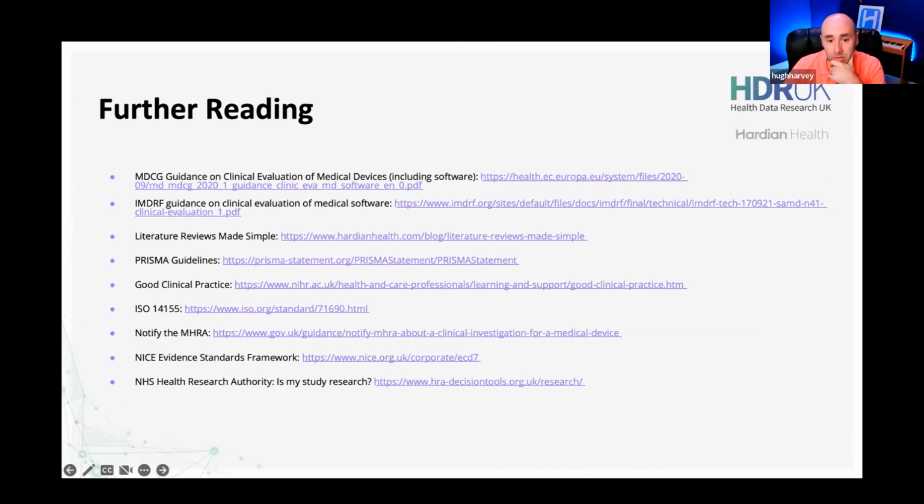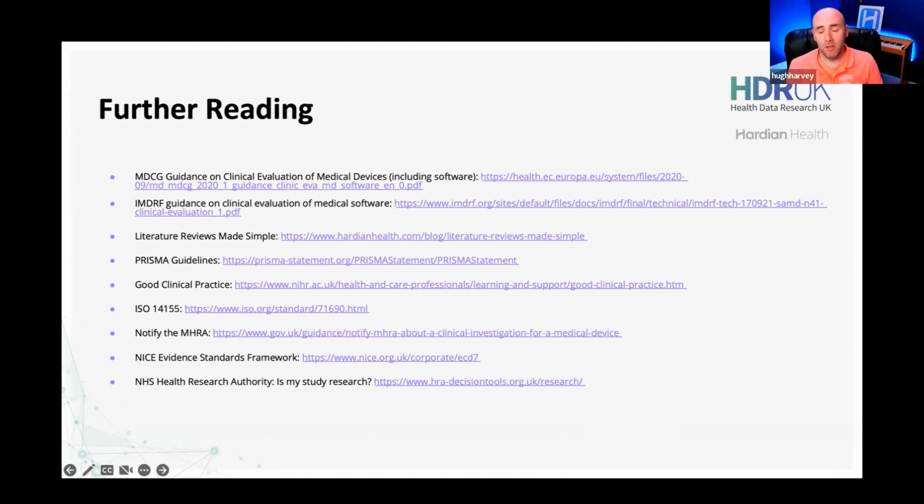And they have guidance on best practices for clinical evaluation of medical devices. And they've updated it recently in 2024 to include software as a medical device, as well as the International Medical Device Regulatory Forum, the IMDRF, which has specific guidance on SaMD clinical evaluation. So those two documents should also be read earlier rather than later in the process, I think.